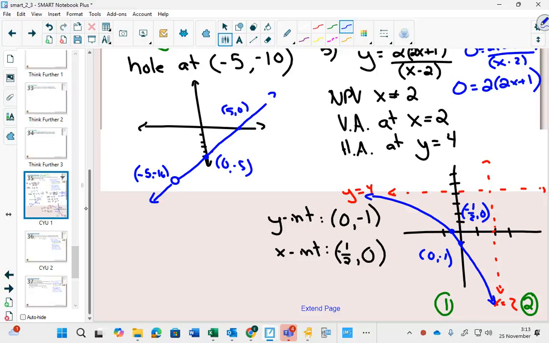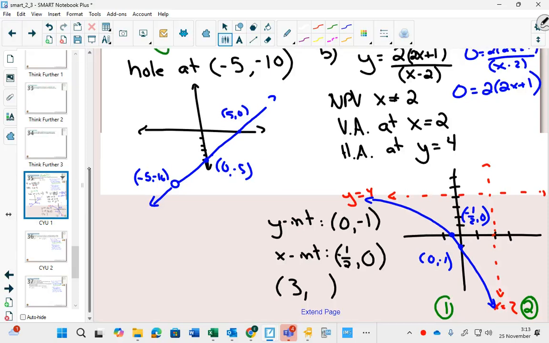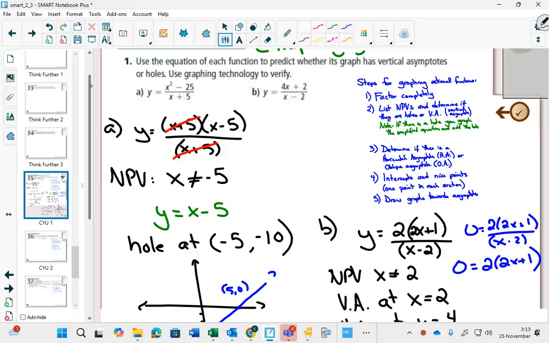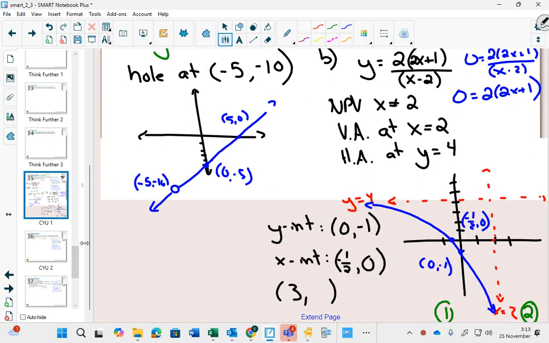But we have no points in section 2. So when it says nice points, really all you're going to do is do a table of values. What could possibly be a point in section 2? Well, I could choose 3 for x. How could I possibly find y? Well, I could go back to my original equation and plug in 3. It's going to be 12 plus 2 is 14 on the top, 3 minus 2 is 1 on the bottom. I would have 3 comma 14. Sometimes your nice points won't be so nice, because where's 3 comma 14 on this? Oh my goodness. Way up there?